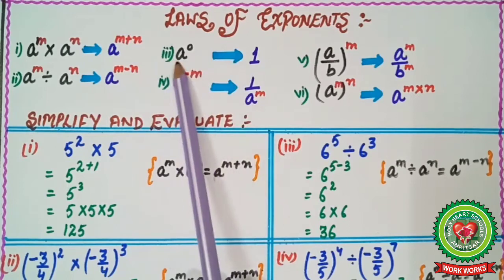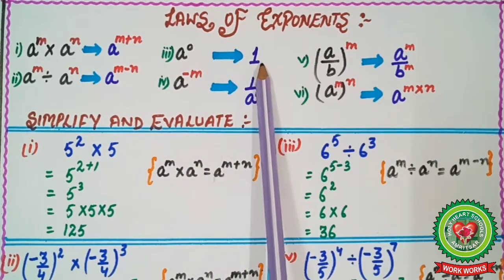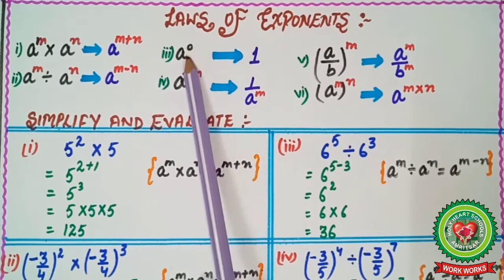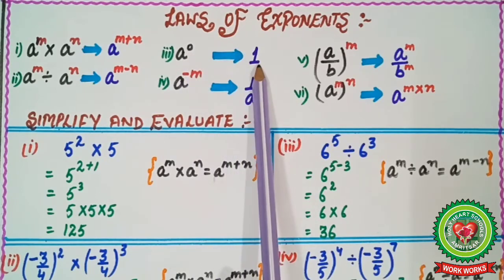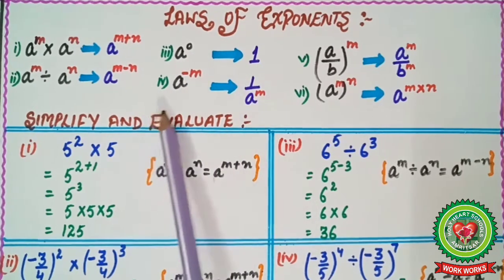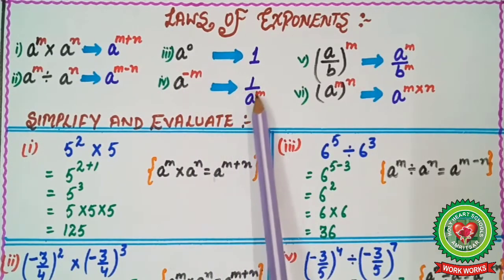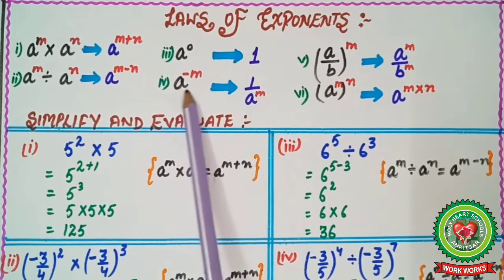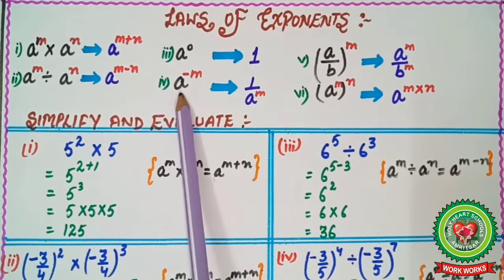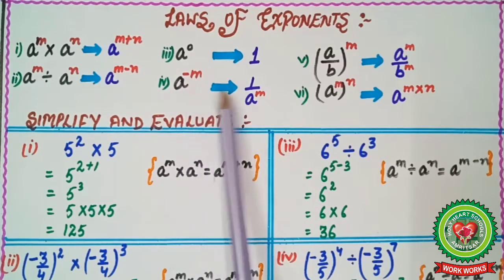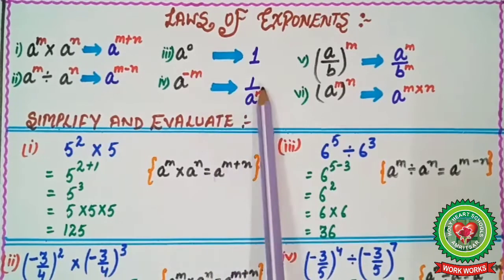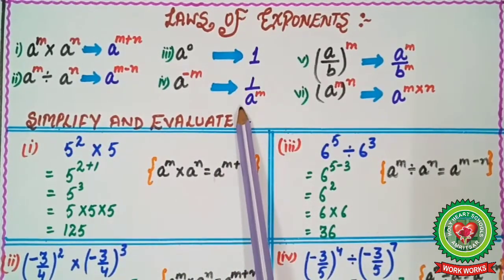Number 3 is a raised to power 0, which is equal to 1. That means any number raised to power 0 will always be equal to 1. Number 4 is a raised to power minus m, which is equal to 1 upon a raised to power m. That means if we have any base with a negative power, then we have to take the reciprocal along with its power to make the power positive.